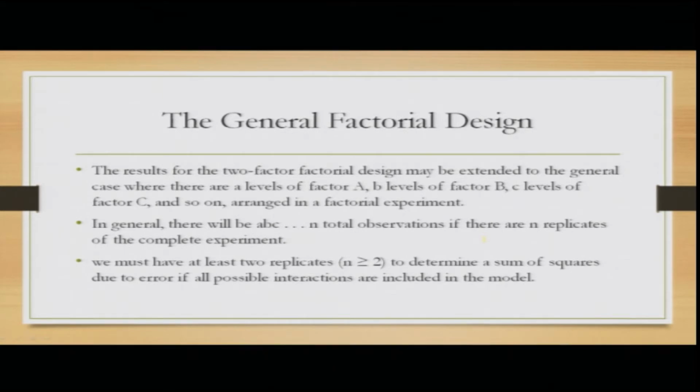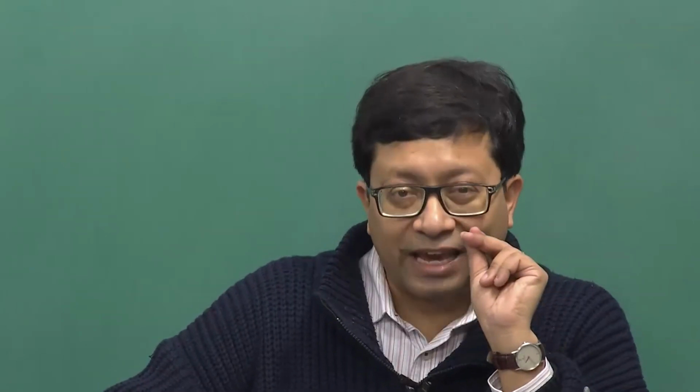Now, we will consider the general factorial design. The results for the two-factor factorial design may be extended to the general case when there are several factors, as I said, A, B, C, and so on. For factor A, I consider i suffix 1, because there would be many such nomenclatures. i suffix 1 is the nomenclature corresponding to the values of factor capital A, and i suffix 1 changes from 1 to small a.